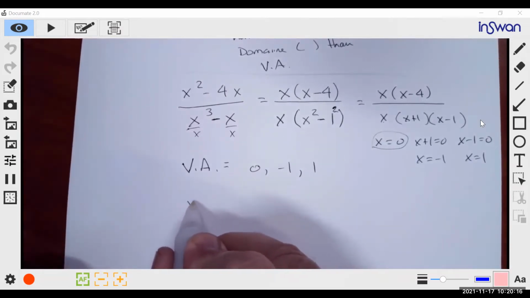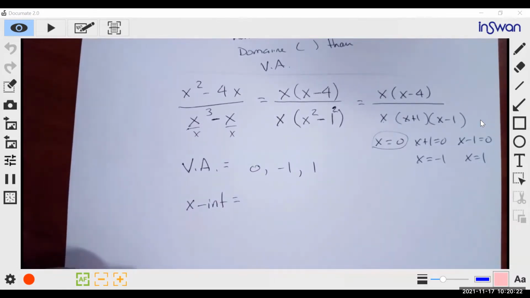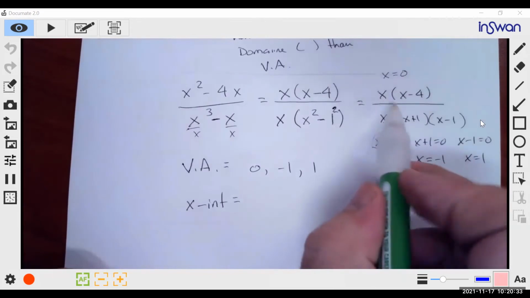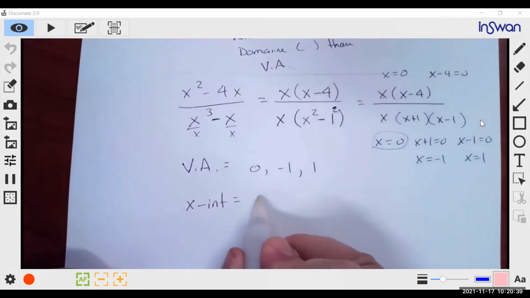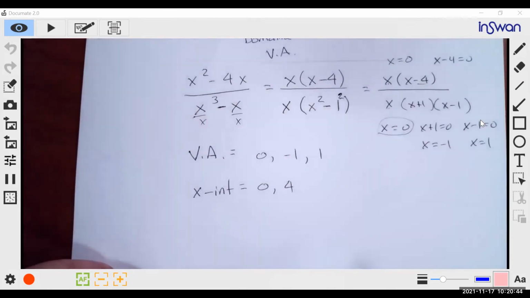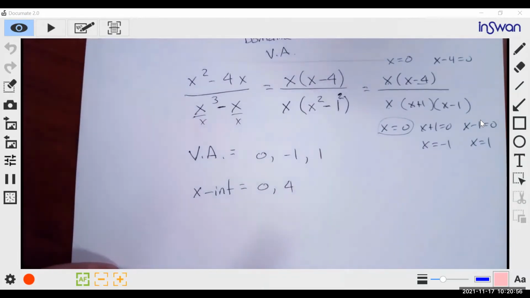How about my x-intercepts? What are my x-intercepts? Take the top, set them equal to 0. Anywhere there's an x right there, I set it equal to 0. X minus 4. So the zeros are 0 and positive 4, because it has to be the opposite sign. But we see something here. You cannot have a vertical asymptote and an x-intercept be the same number.